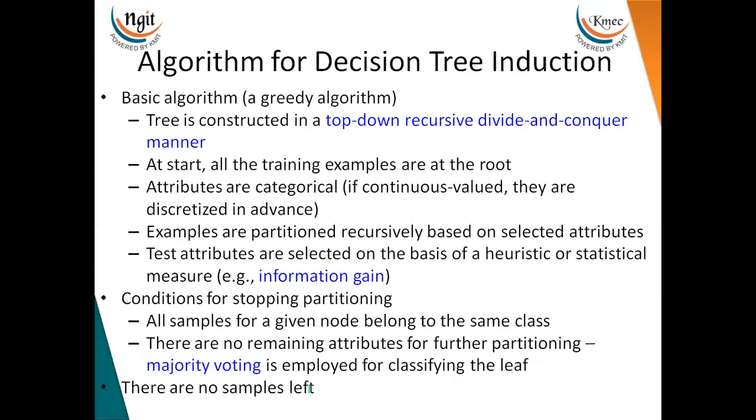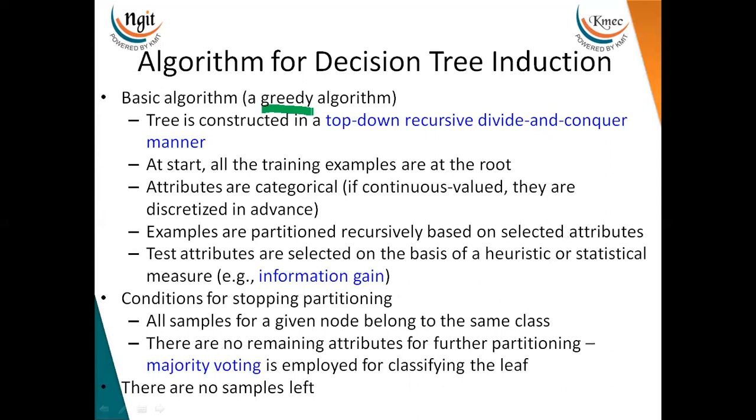Now a decision tree is also known as a greedy algorithm. Why a greedy algorithm? Sometimes whatever is the first feature, whatever is the first attribute present in your data set, you select it as the root. That's why it is called a greedy algorithm. But ID3 is not a greedy algorithm. It tries to select the best attribute as the root node.